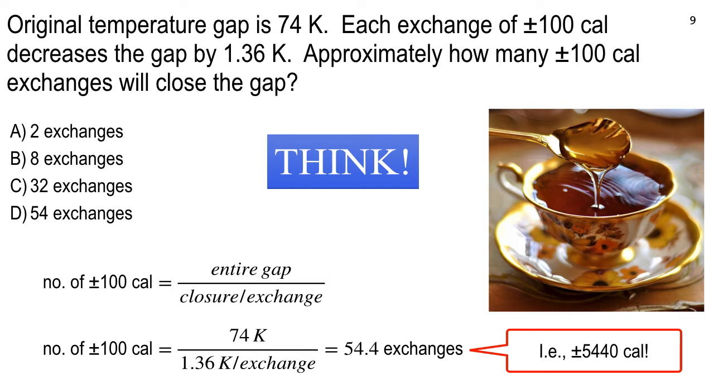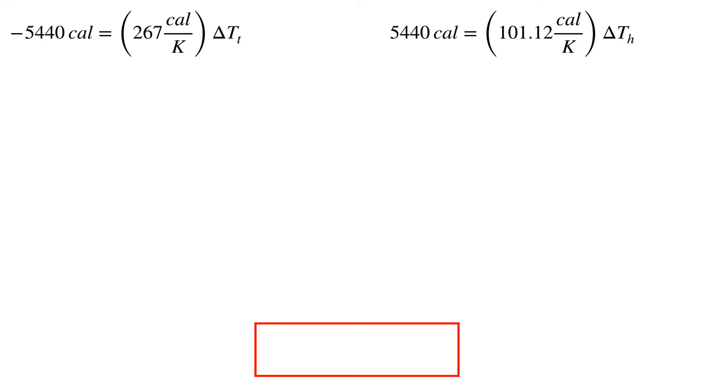So here's the second move. Once you've figured out this number of exchanges that you need, just do it. So minus 5440 calories, MC delta T for the tea. And then positive 5440 calories, MC delta T for the honey. All right. Now you can do either one of these and get your thermal equilibrium temperature. We're going to do both just to verify.